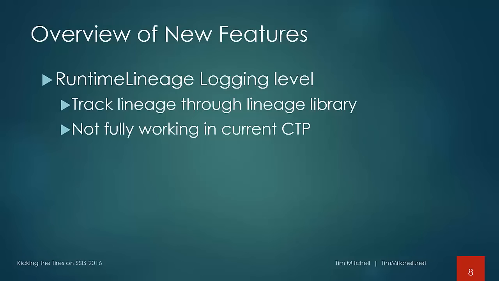So a couple of changes on logging. If you're using the native logging, if you're using catalog logging, there has been a new logging level added. It's called runtime lineage. Very little has been written about this. I actually spent a couple of hours trying to dig up some good examples of this and didn't have a lot of success. This piece is not fully working in the current upgrade of the CTP, but its intention is to allow you to set this logging level and track data lineage through a separate lineage library.